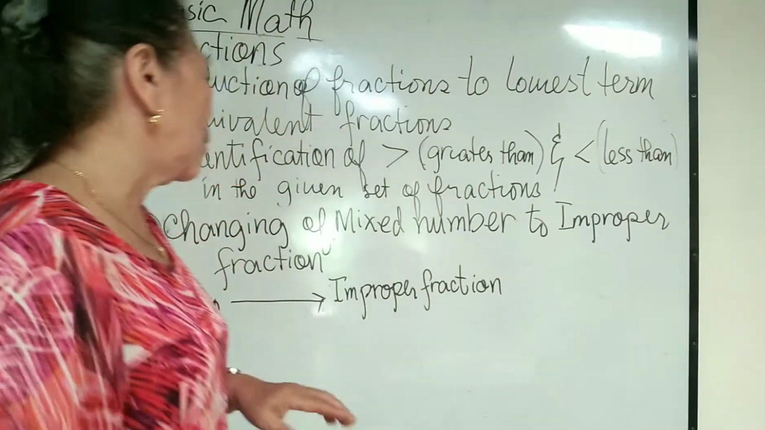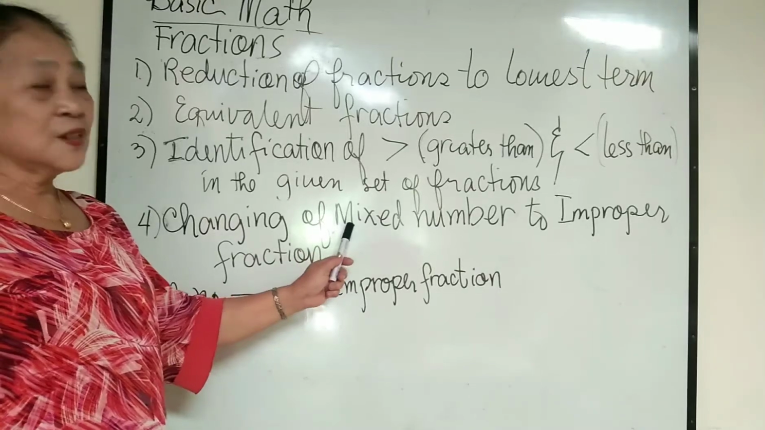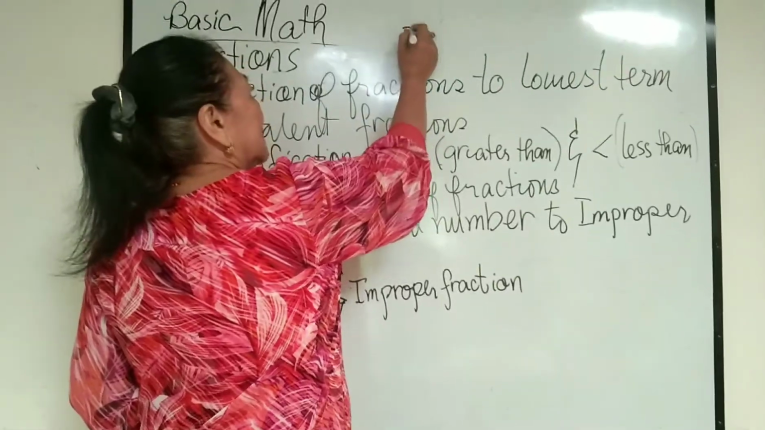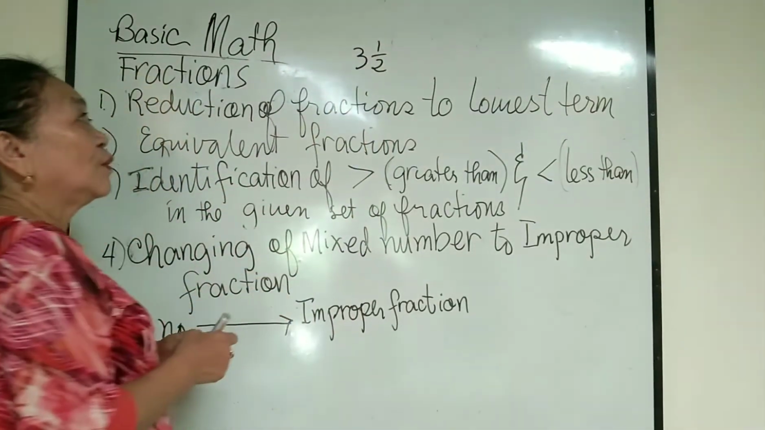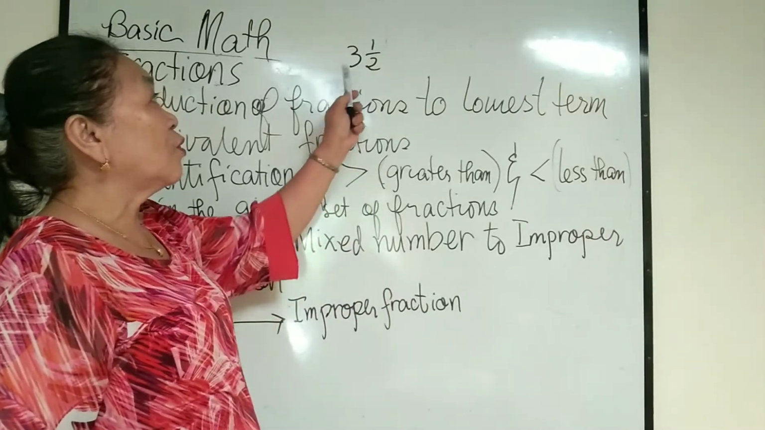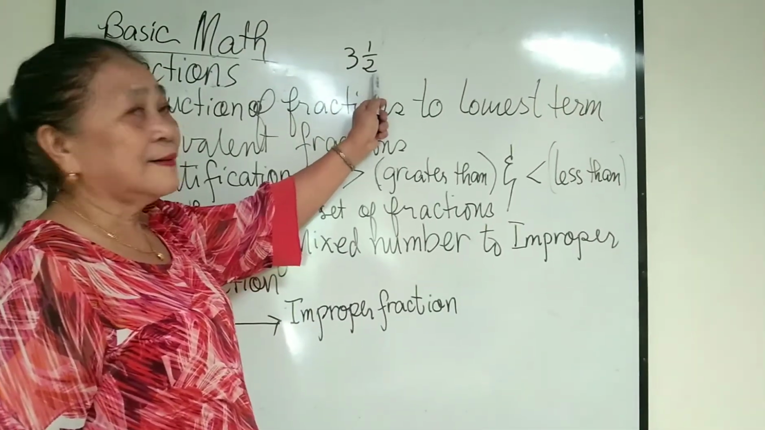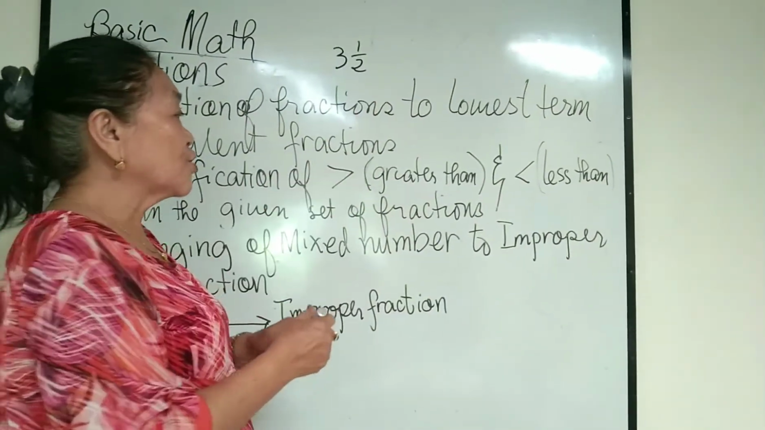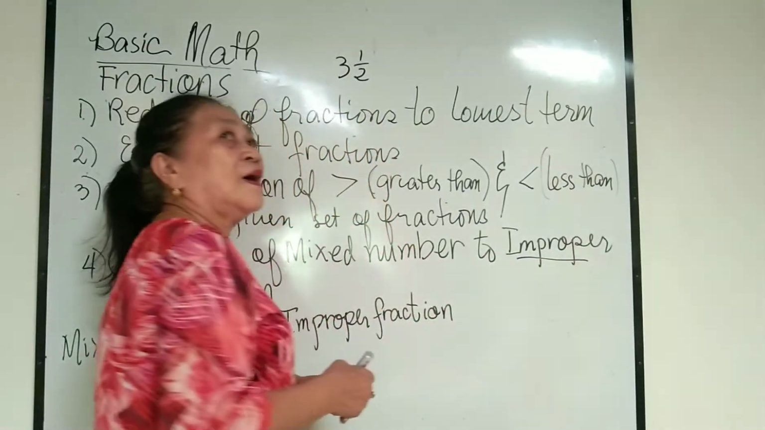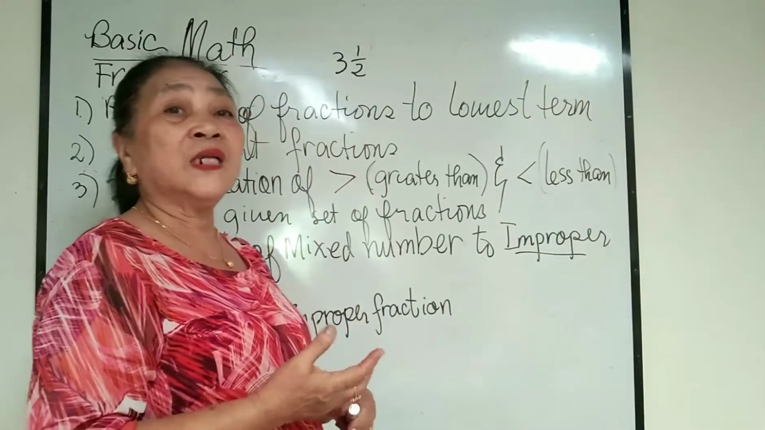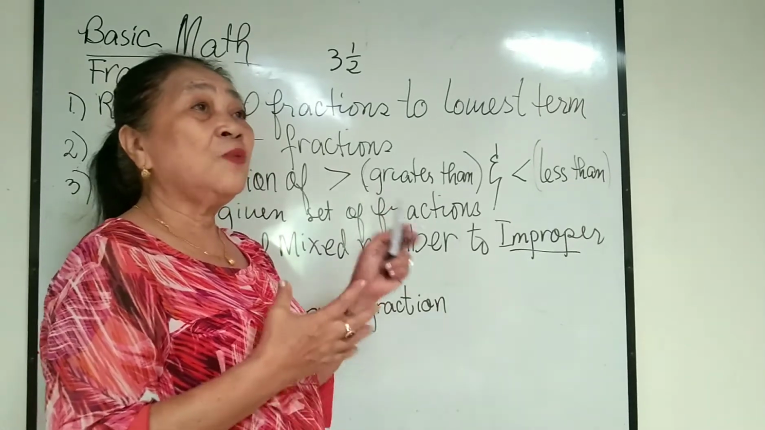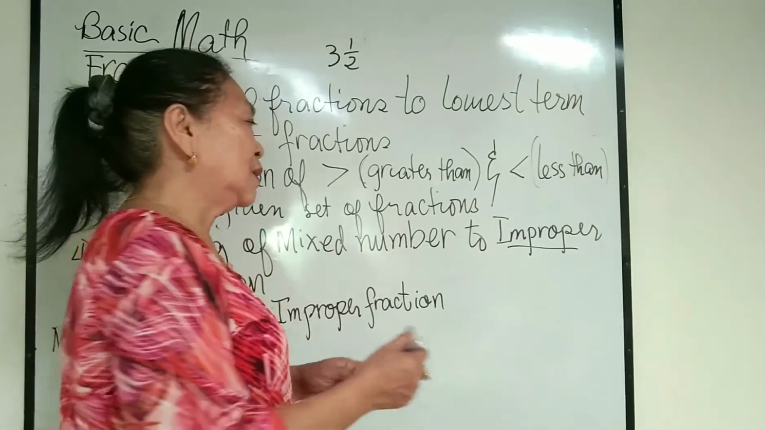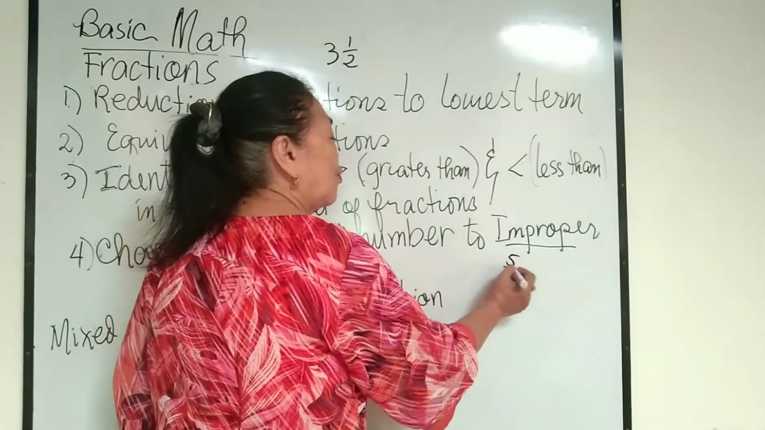This time, I'm going to give you changing of mixed number to improper fraction. I would like to define first what is mixed number. I will give you mixed number 3 and 1/2. Why do we call that mixed? Because this is already the composition of a whole number and fraction. So it's mixed number. And improper fraction, the denominator is less than the numerator, or the numerator is greater than the denominator. Example of this is 5/4.